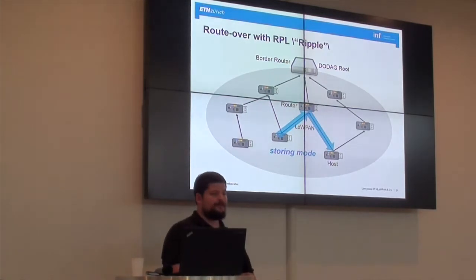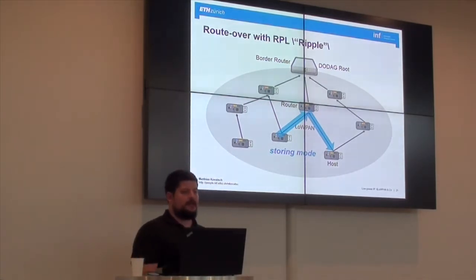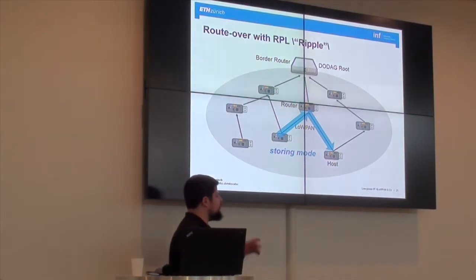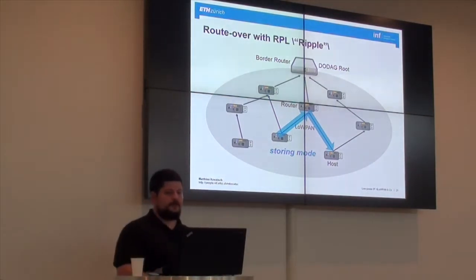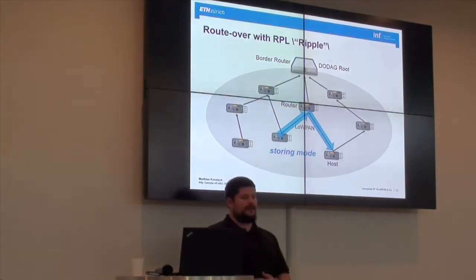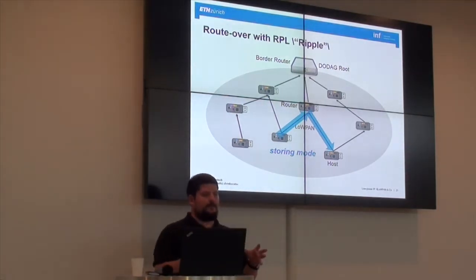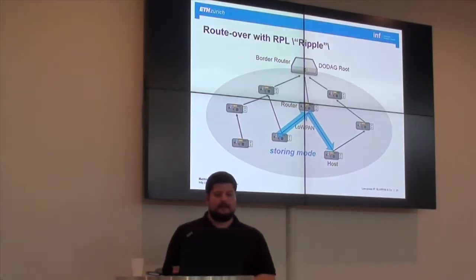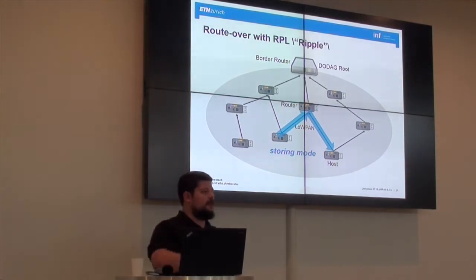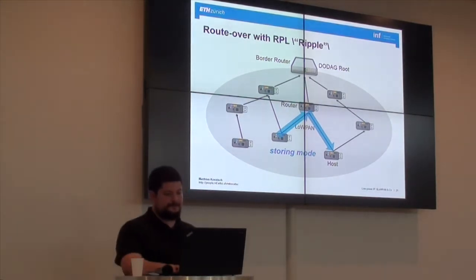You can improve that. Sometimes it can be really bad if you have real-time applications, actuation and so on, and want to have a short delay. There's a so-called storing mode for RPL, and that basically means that the routers in the network also have a routing table for all their children, and can then forward directly to these nodes, and it doesn't have to go all the way up to the border router.